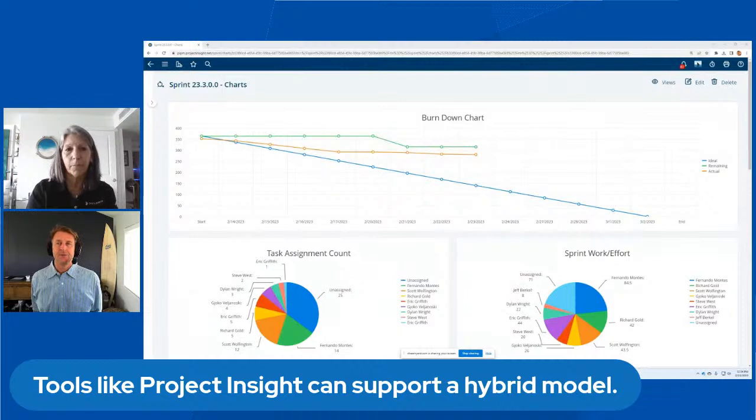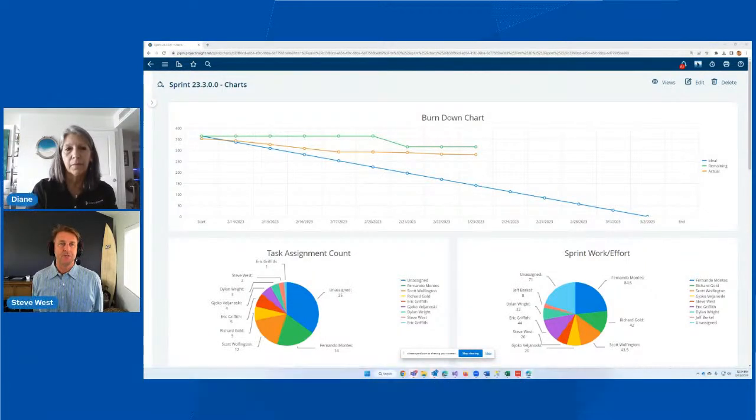Right. But this isn't about the tool. It's definitely about the processes, and that's how you should be looking at it. The tool needs to be able to support those processes. Yeah. Right. Absolutely.